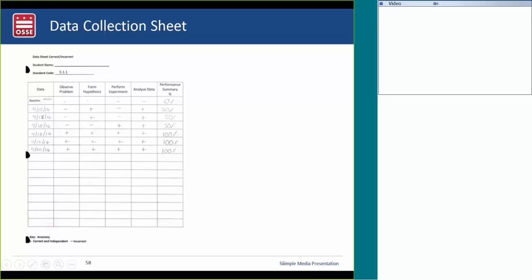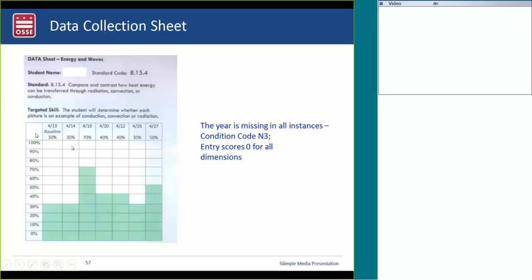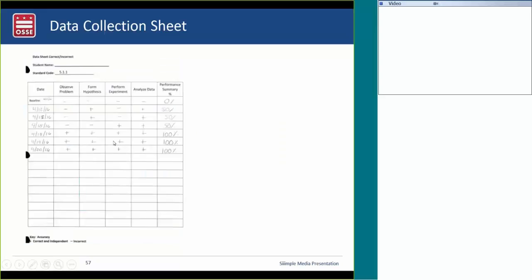It's all right to have a display like this. Most of our displays are horizontal displays. This one happens to be a vertical display. But as long as the information is there, scorers will use it. So this has baseline plus 6. There's enough data here. The standard code is here. The student name is here. And there's a key down here. It's kind of obliterated by the hole punch. But anyway, I missed it. It doesn't have a targeted skill. So kudos for you guys. I need to fix the slide.